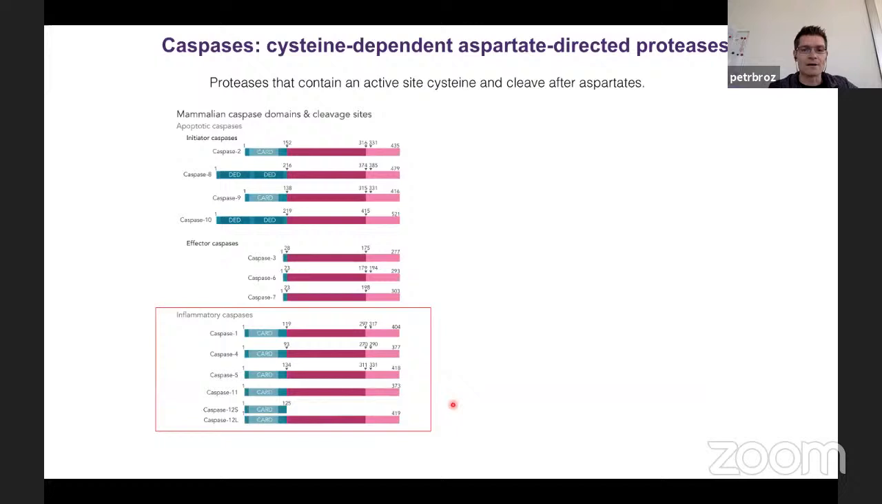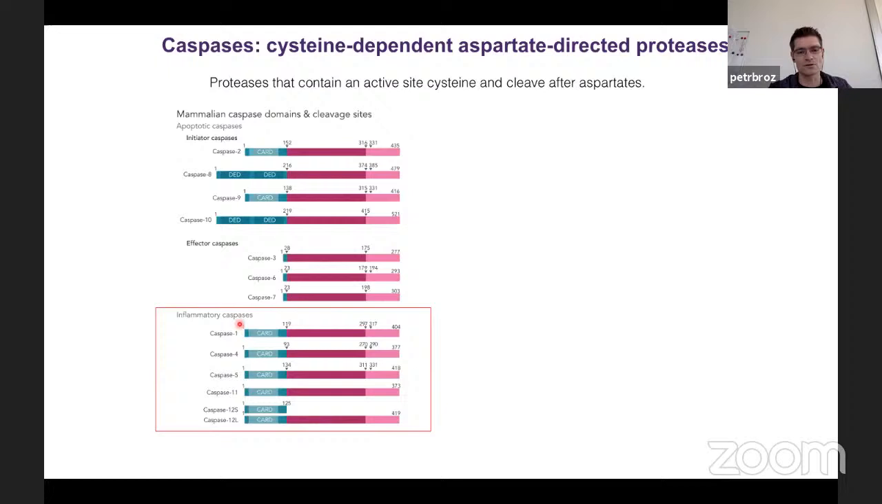So maybe just as a reminder, what are these proteases that are activated by the inflammasomes? So these are caspases, which means cysteine-dependent aspartate-directed proteases. So they have an active site cysteine, which is usually found in the large domain here in dark purple, and they cleave after aspartate residues in their target proteins. So when we talk about inflammasome activation, we cover this part here, so inflammatory caspases. So you've certainly learned that we distinguish between apoptotic caspases, initiator and effector caspases of apoptosis shown here, and inflammatory caspases. So today we'll focus on these caspases here.